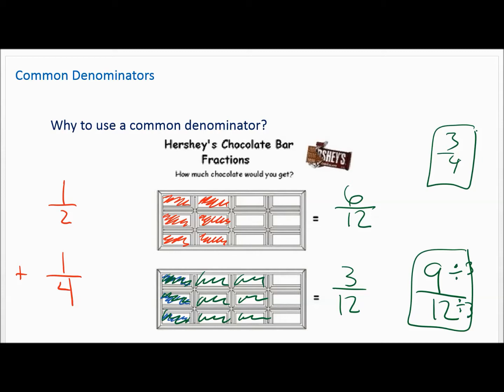It's like adding apples to oranges. It just doesn't even make sense. And so you want your pieces to be the same size that you're adding or subtracting. Okay, I hope that makes sense. Just to make sure it hits home a little better, let's do another example.